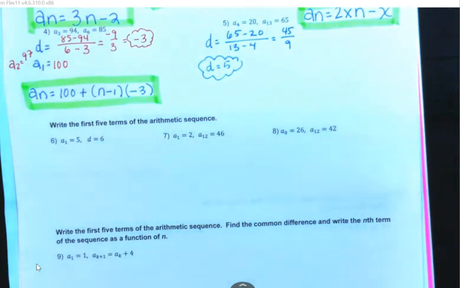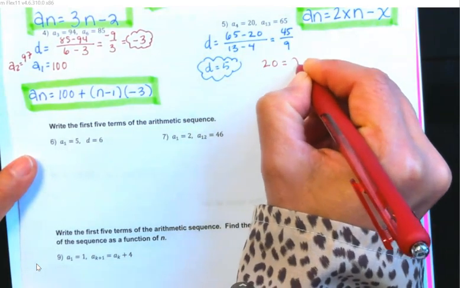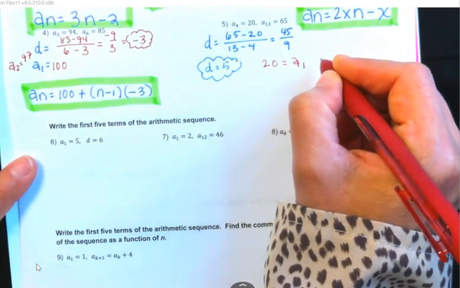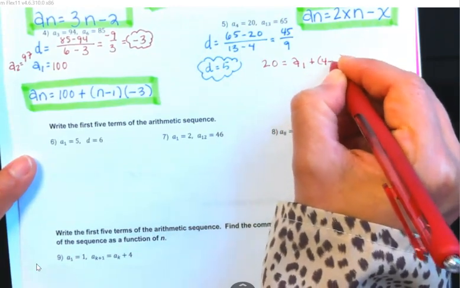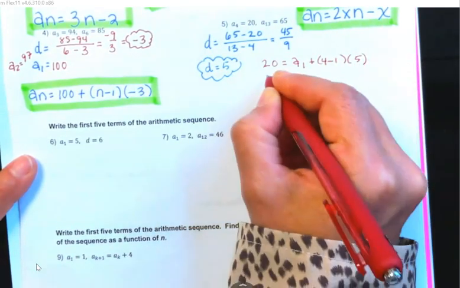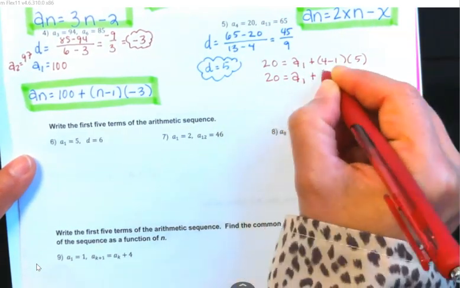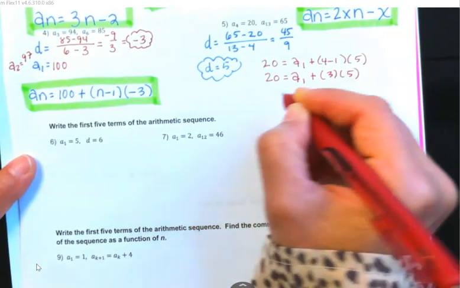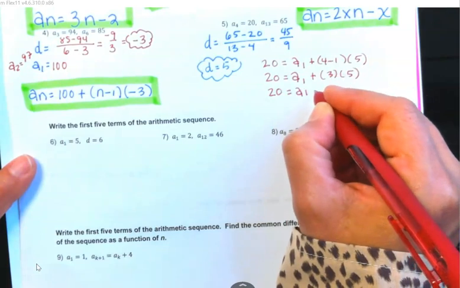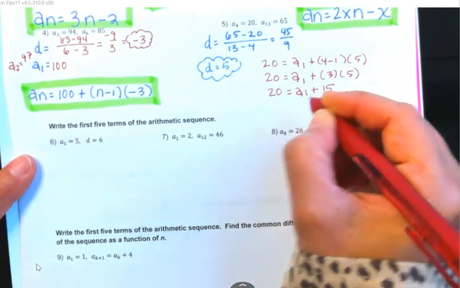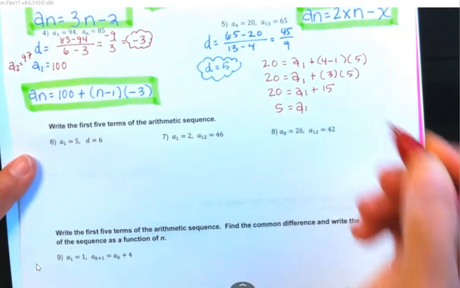All right, here we go. So 20 equals A sub 1 plus 4 minus 1 times a 5. So A sub 1, y'all, is going to be 20 minus 15. So A sub 1 is 5.